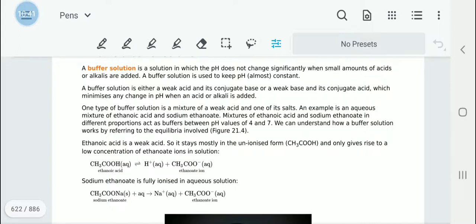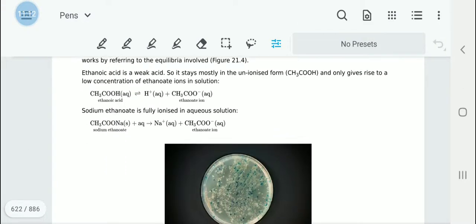Leave a line and write. CH3COOH, that is ethanoic acid, is a weak acid, so it dissociates only partially. Write down the equation: CH3COOH (aq) ⇌ H+ + CH3COO- (aq), that is the ethanoate ion. Sodium ethanoate is fully ionized in aqueous solution: CH3COONa (s) gives Na+ (aq) plus CH3COO- (aq).